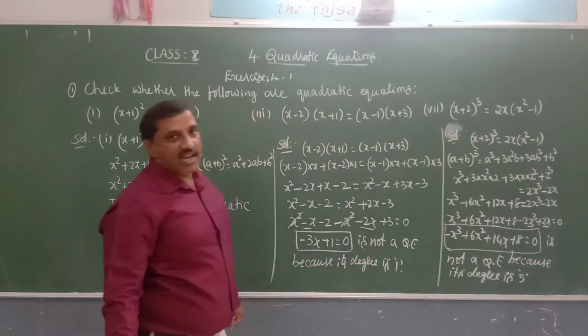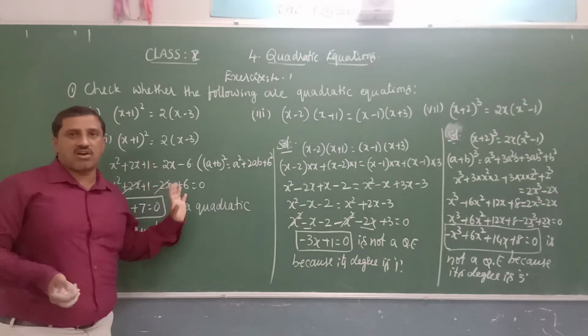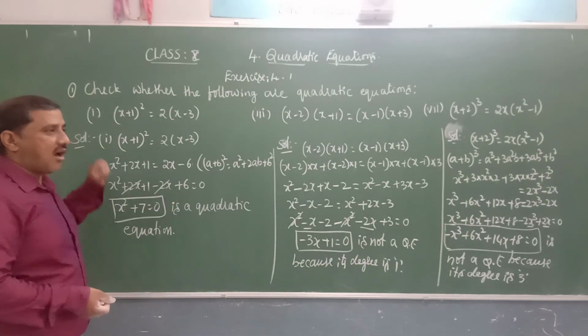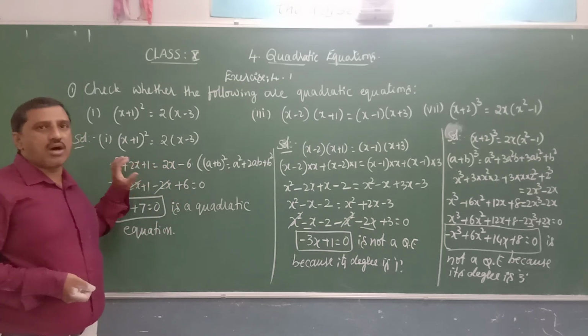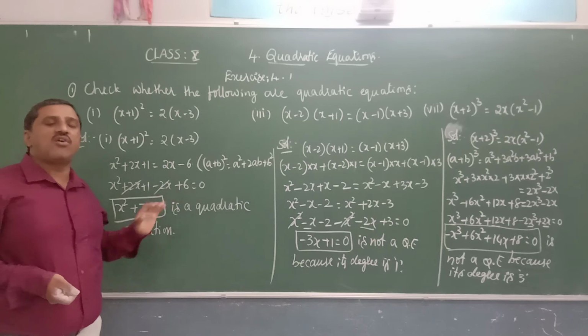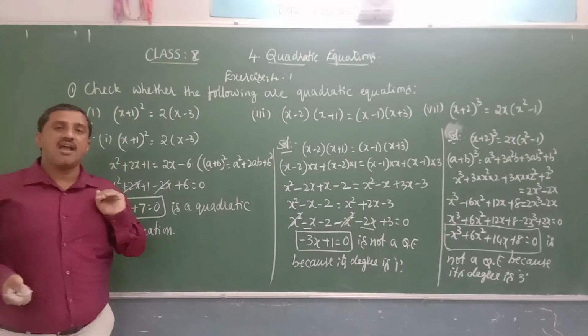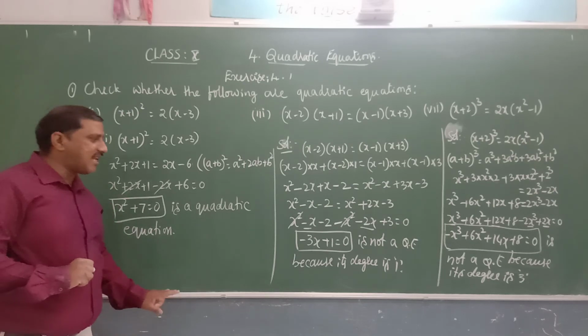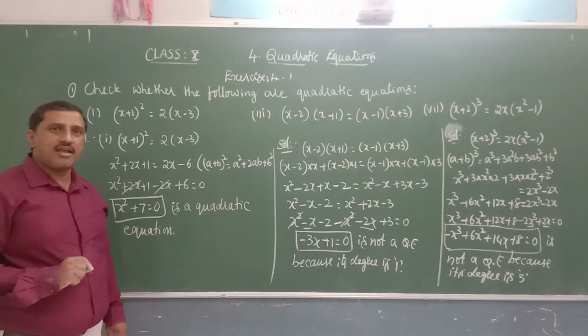So like this we will identify whether the given equations are quadratic equations or not by simplifying. After simplifying, observe the degree of the equation, whether it is 2 or not. If it is 2, then it is a quadratic equation. If it is not, then it is not a quadratic equation. The reason is the degree is not equal to 2. Is it clear, children? Yes?